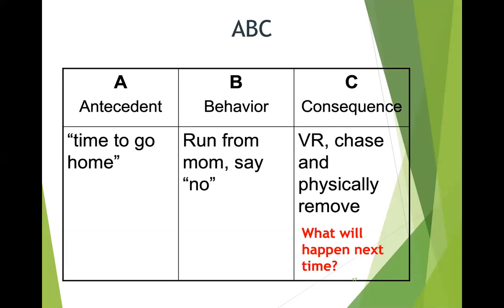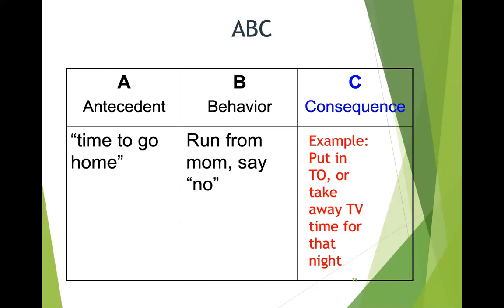So here again, we have the antecedent, time to go home, behavior, runs away from mom and says no. Now we are focusing on what happens after the behavior, and we're generally a very focused society on consequences, and these are not positive consequences. We want to make sure that we are providing positive consequences for this. So this would be an example of consequences that may not be positive or looking more negatively.